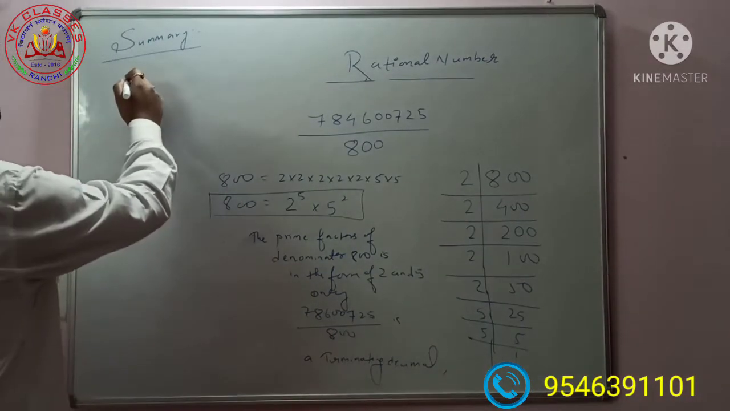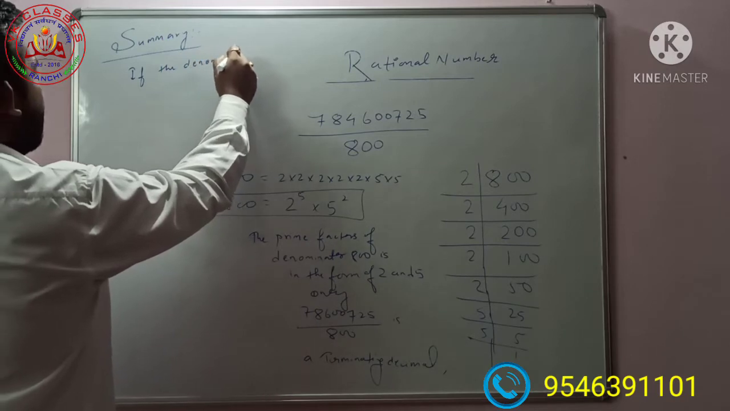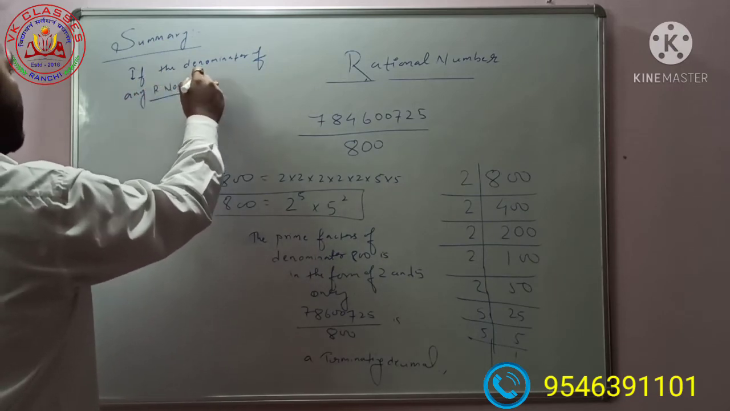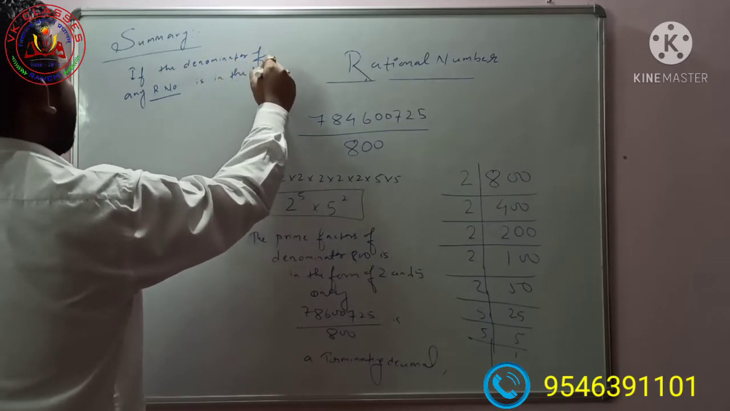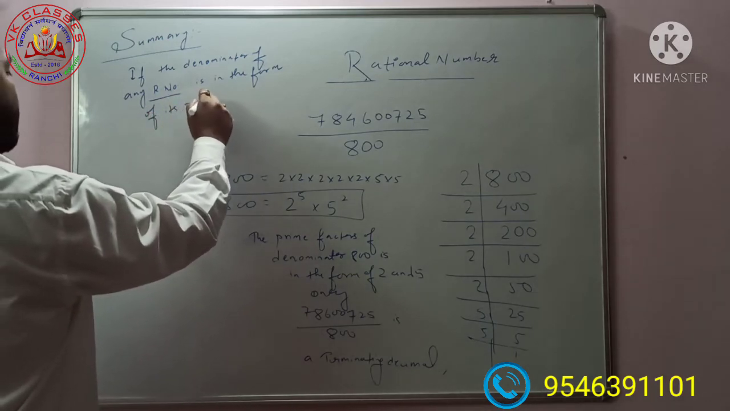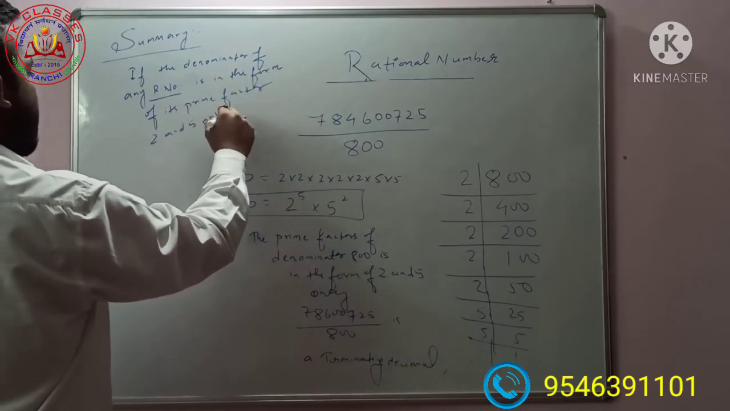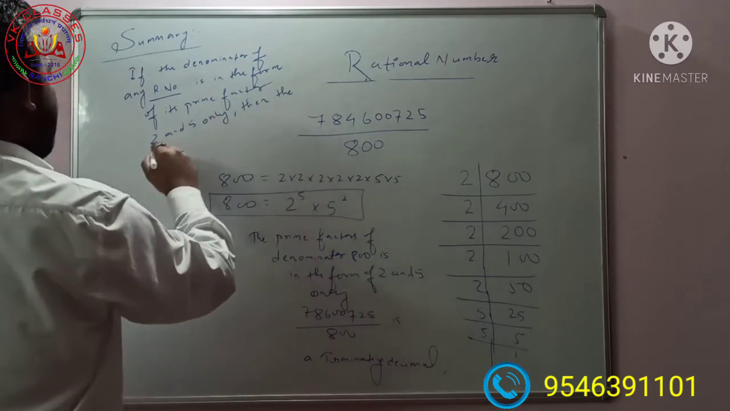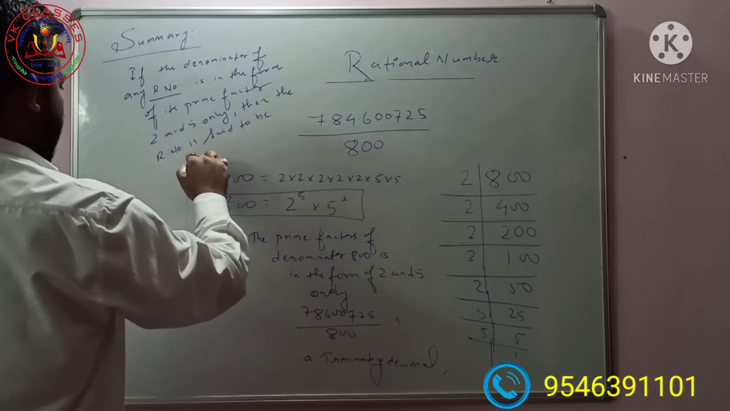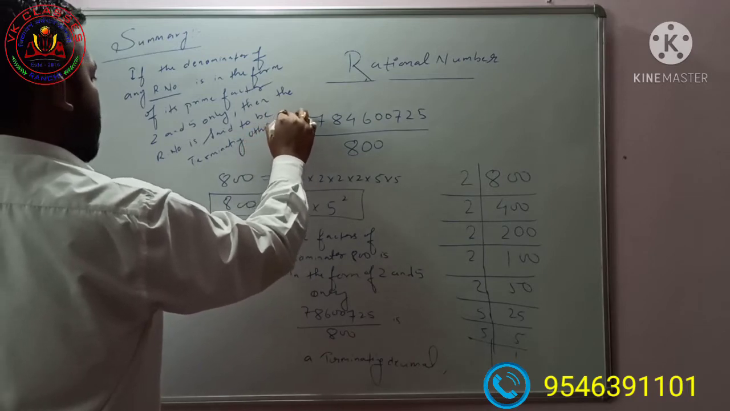So here we can say that if the denominator of any rational number has prime factors 2 and 5 only, then the rational number is said to be terminating, otherwise not.